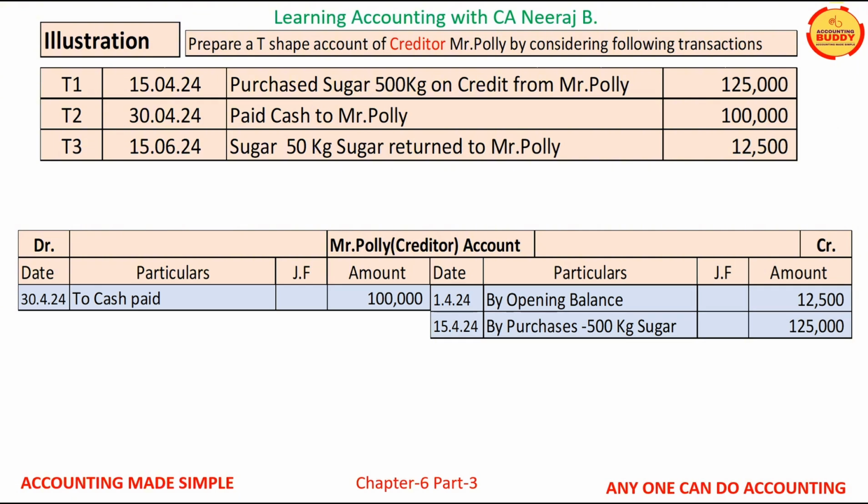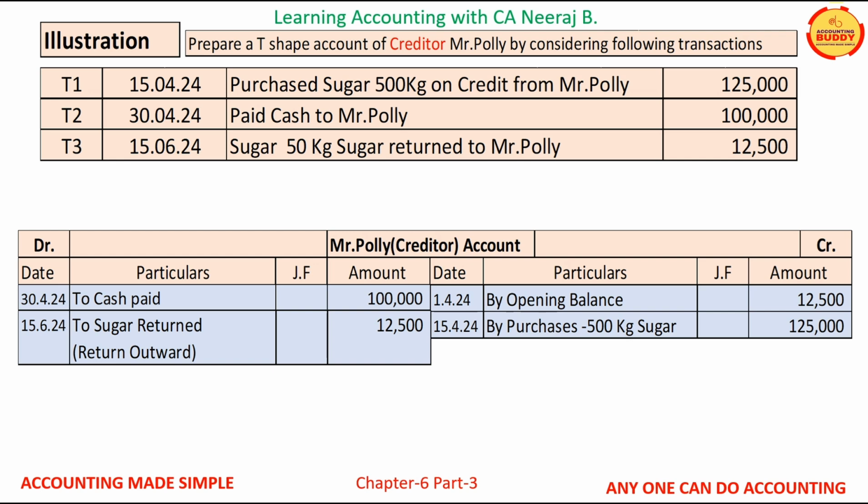Transaction T3 is on 15th of June 24. 50 kg of sugar was returned to Mr. Polly. The cost of the sugar returned is 12,500. Since sugar worth 12,500 is returned to Mr. Polly, this amount is no more payable to him. Therefore, his outstanding balance will get reduced by 12,500. As per the liability account rule, the liability account is debited when it reduces. Thus, Mr. Polly's account will be debited by 12,500.